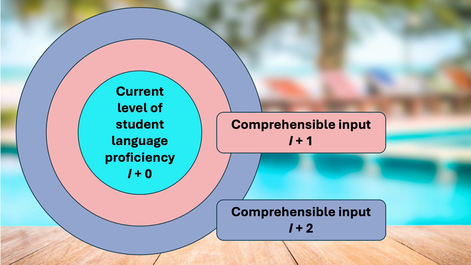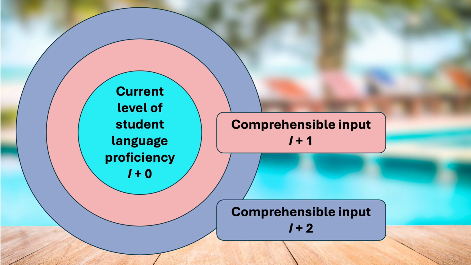I plus 1 is where we want to live. This represents their current level of target language, but slightly more challenging. It is still comprehensible for students because they are able to make meaning, even if new words are included. When providing target language to students, whether you are speaking or presenting them with different resources of input, think about where that would fit in.